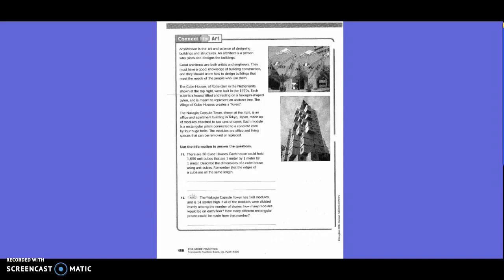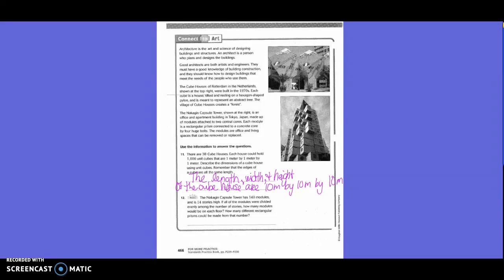Use the information to answer the questions. There are 38 cube houses. Each house could hold 1,000 unit cubes that are 1 meter by 1 meter by 1 meter. Describe the dimensions of a cube house using unit cubes. Remember that the edges of a cube are all the same length. So we said the length, width, and height of the cube house are 10 meters by 10 meters by 10 meters.